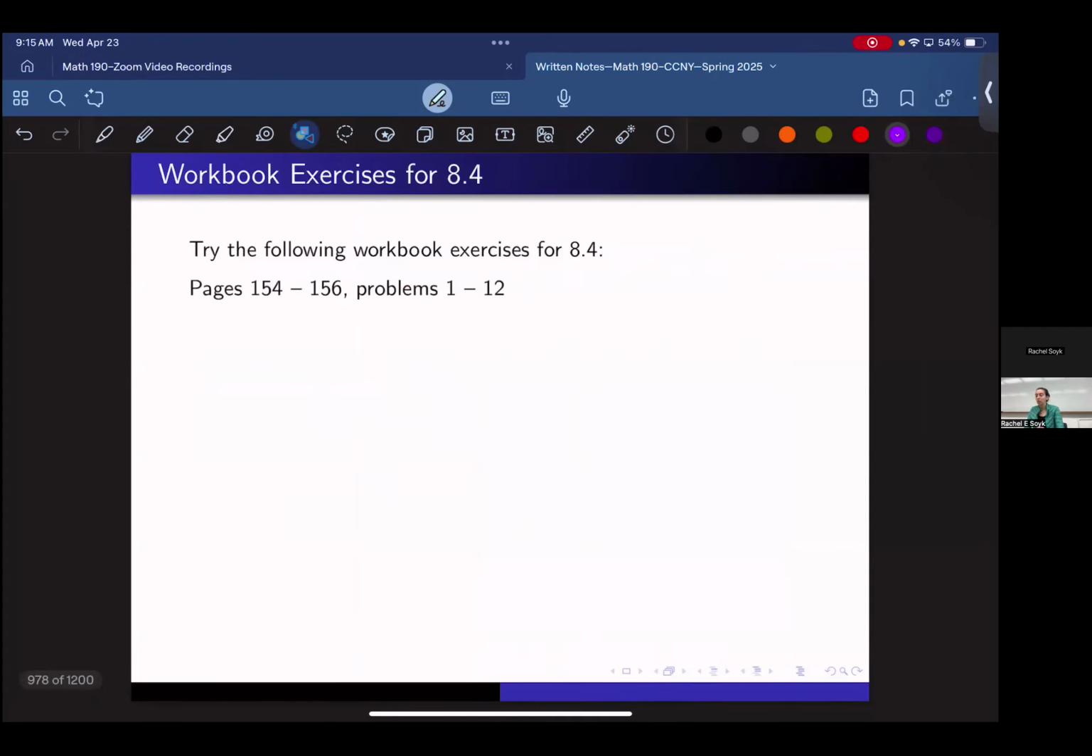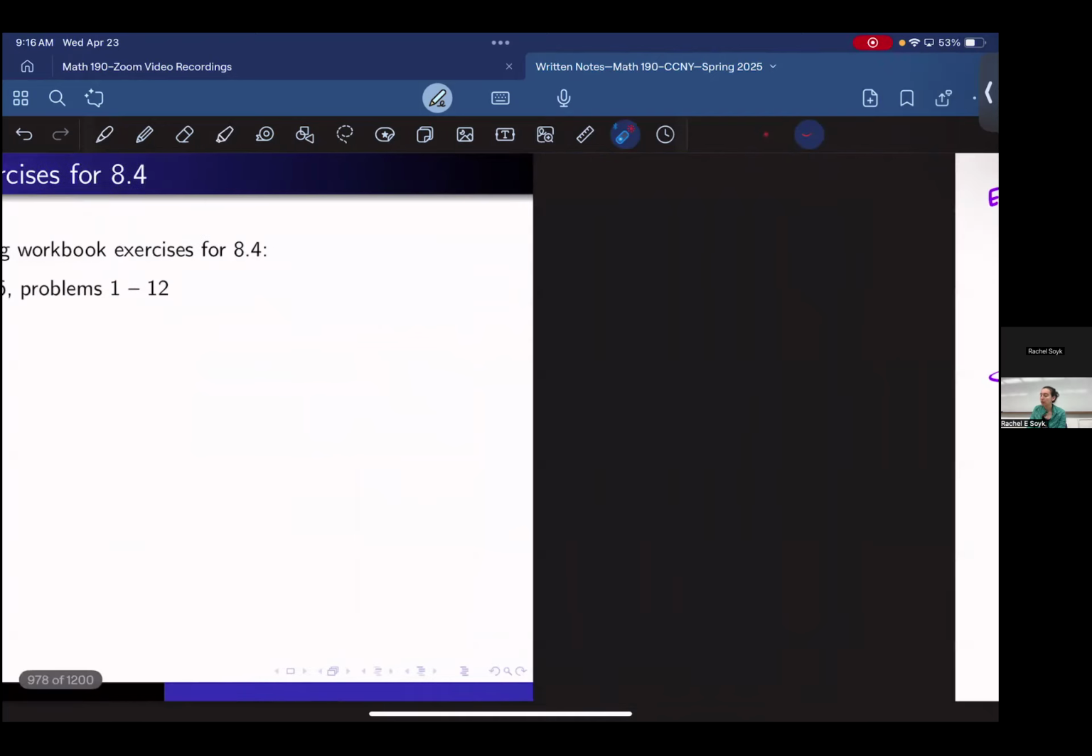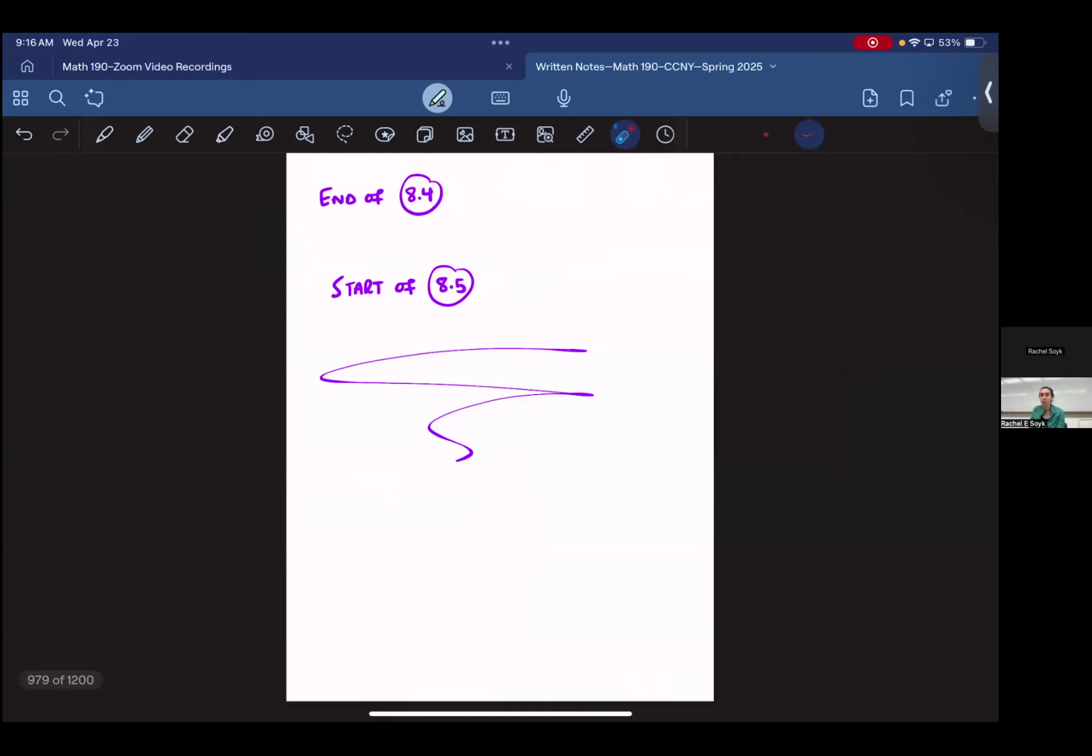So if you want to try some additional exercises for section 8.4, highly, highly recommend that you check out these problems from pages 154 to 156 in our workbook. But other than that, that does complete our section 8.4. Your asynchronous is going to be 8.5 this Friday. And then just a reminder, you have your exam next week.